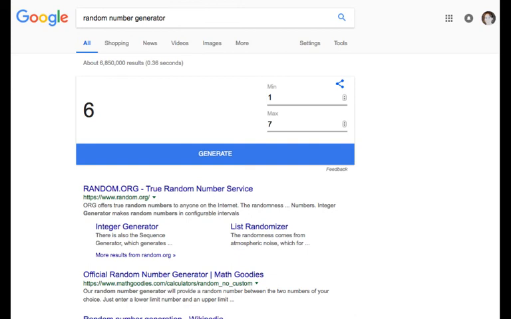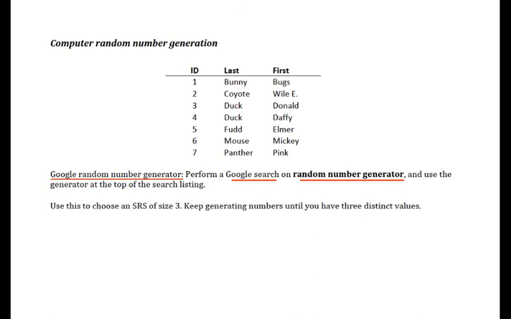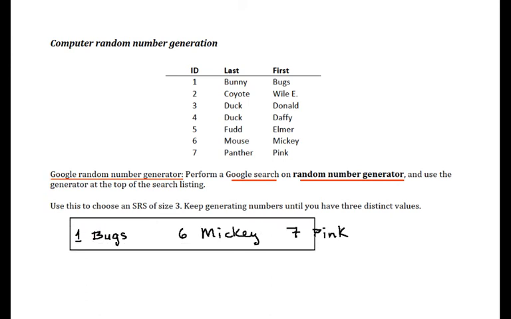Now, if you were to get a repeat, like if I keep going, say I get 7 again, supposing I wanted a bigger sample, you would just throw out all the repeats and keep going until you get 3 distinct values. I have just generated a simple random sample of 3 of these characters. So number 1 is Bugs. Number 6 is Mickey. And number 7 is Pink. This is my simple random sample of 3 characters.